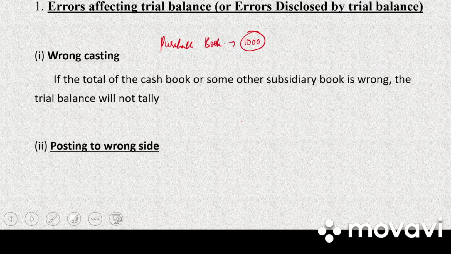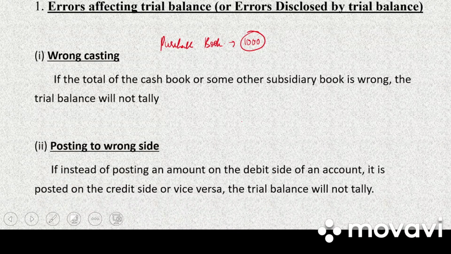Next we have posting to the wrong side. So instead of posting to the debit side, if you post to the credit side, the trial balance will not tally. So if instead of posting an account on the debit side, instead of credit side or vice versa, the trial balance will not tally. Say for example, if goods are purchased from Mr. X for 1000 rupees, so instead of crediting Mr. X account, I will debit Mr. X account. So in such a case, trial balance will not tally.